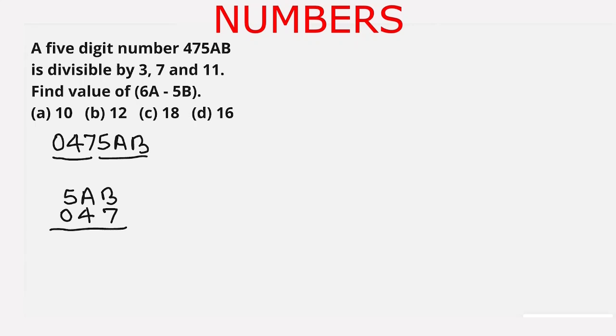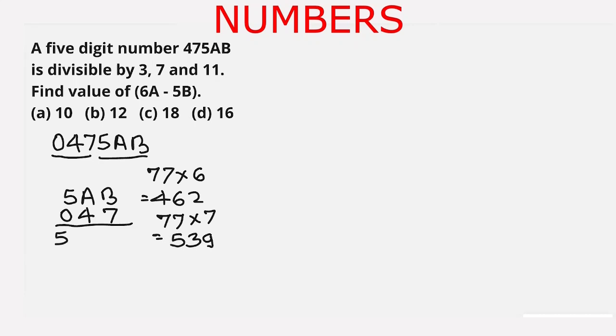So we will find a number which is in that range and multiple of 77. 77 multiplied by 6 is 462, and 77 multiplied by 7 is equal to 539. Now we take this difference equal to 539.